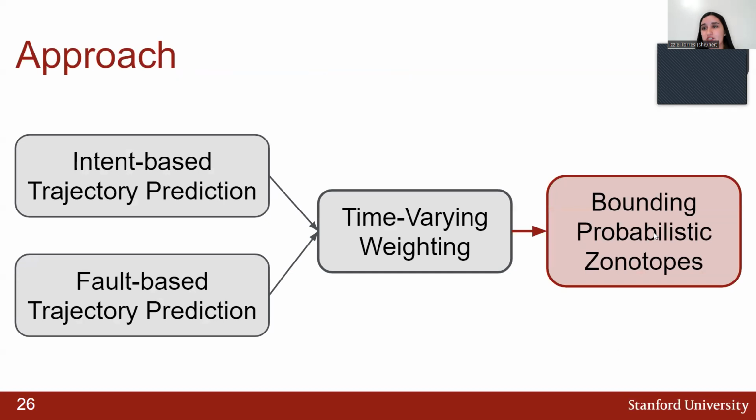Now, that is great, but we also need to be able to incorporate it into some path planners. And so in this work, we're considering a path planner that just takes in normal polygon obstacles and plans around them. And so in order to be able to feed these probabilistic distributions into that path planner, we're going to have to bound the probabilistic zonotopes.